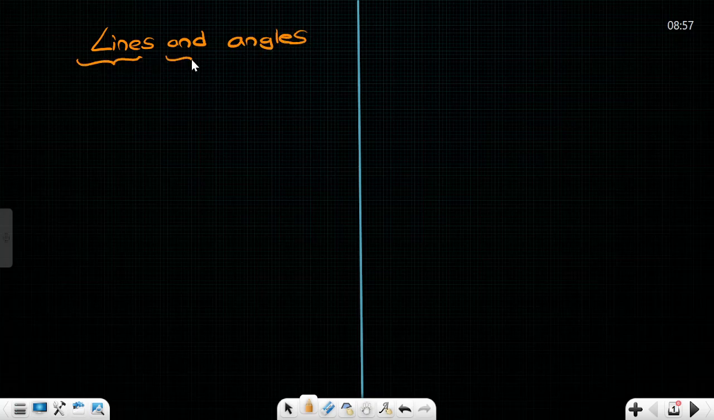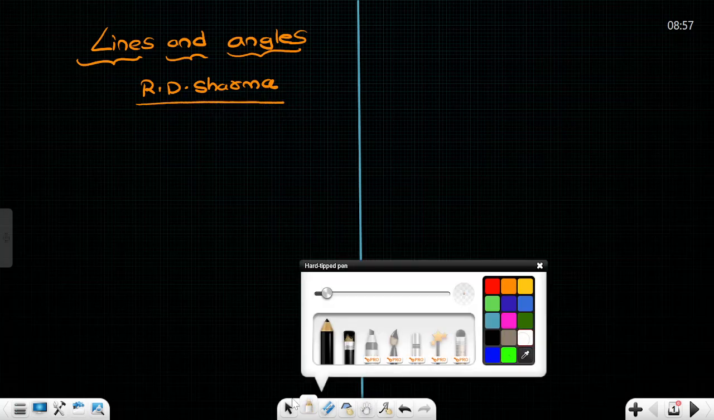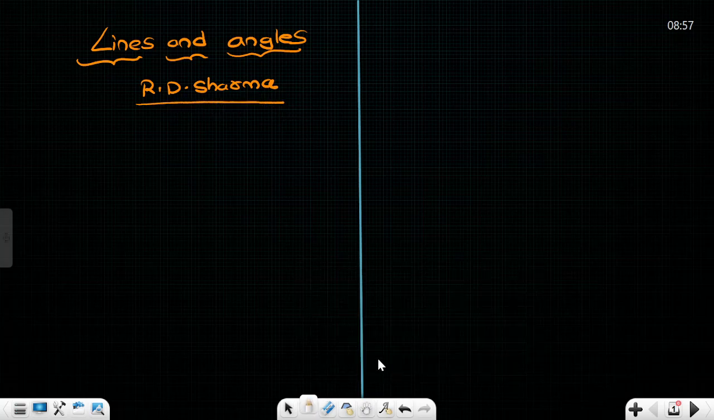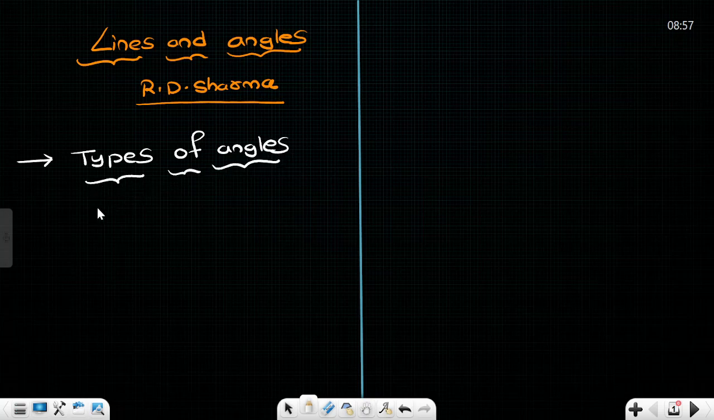This is the chapter, and I am covering this chapter completely from R.D. Sharma. So whatever classes you are hearing from me are extra knowledge for you, which will help to improve your IQ. I am sure they will be very helpful to you. Okay, let's start the chapter. The first part of the chapter is types of angles. What are the different types of angles? So this is the first part of the chapter.